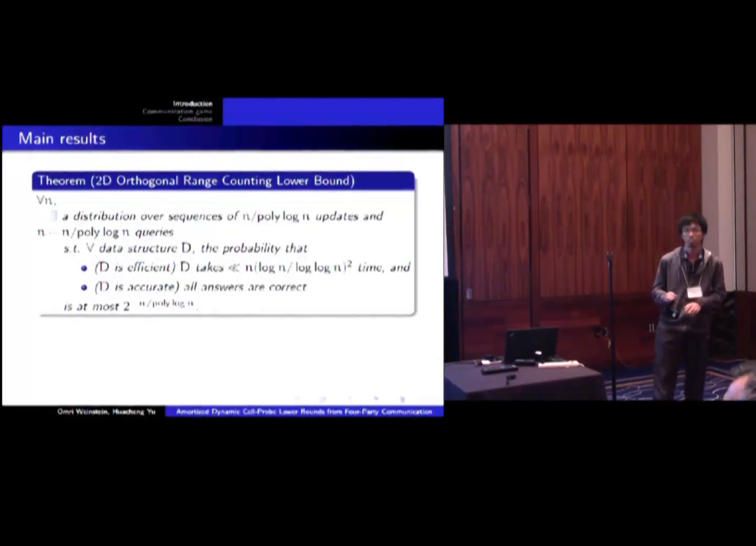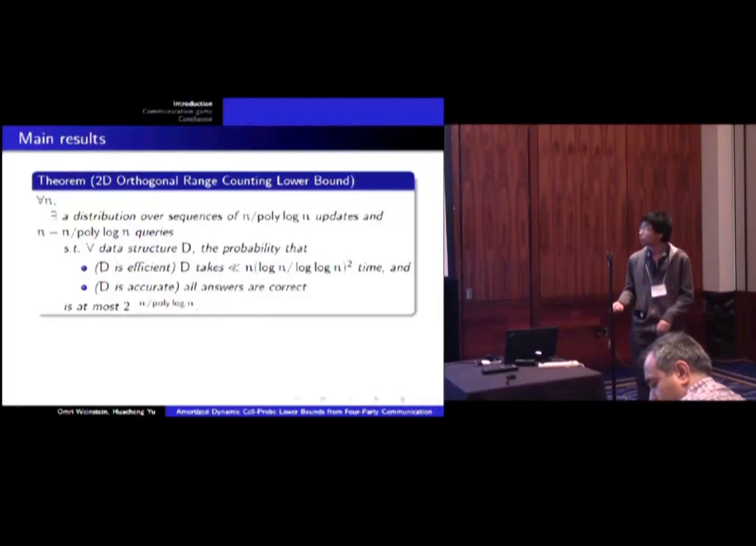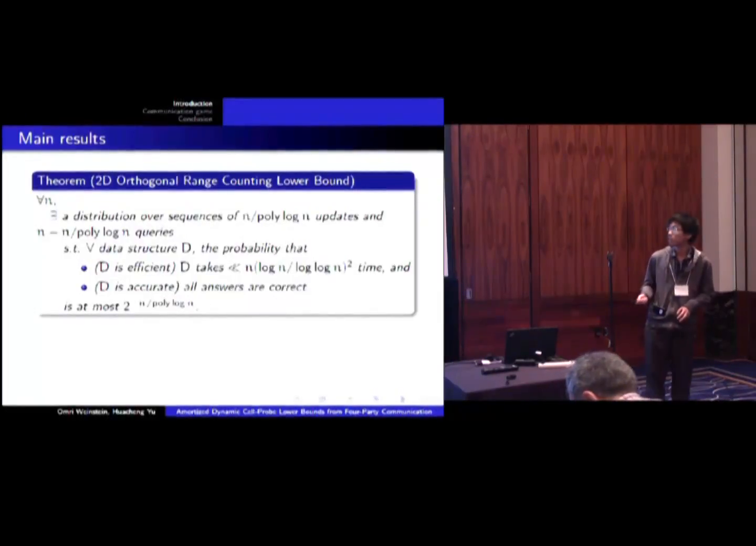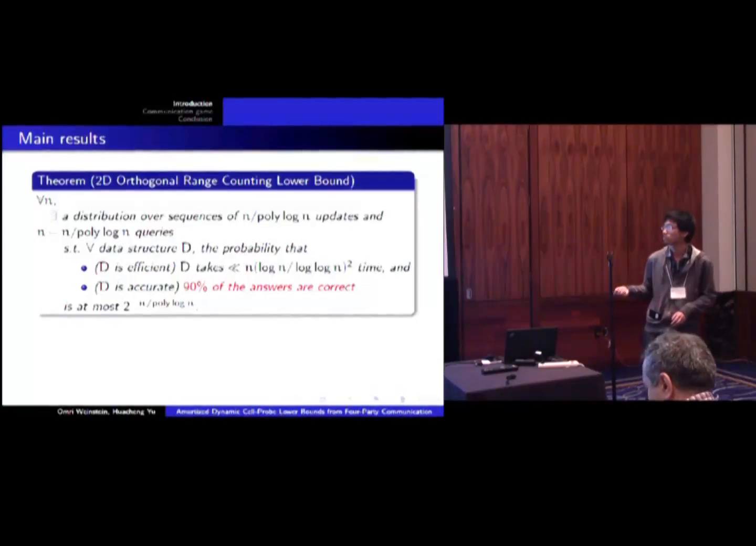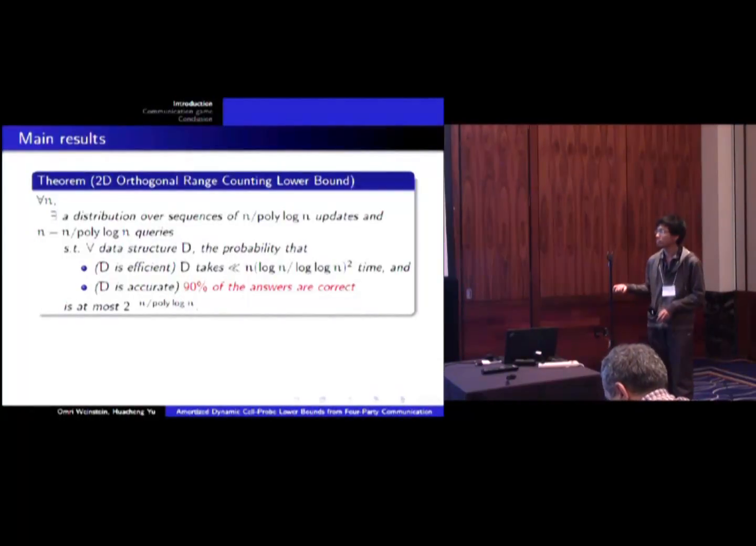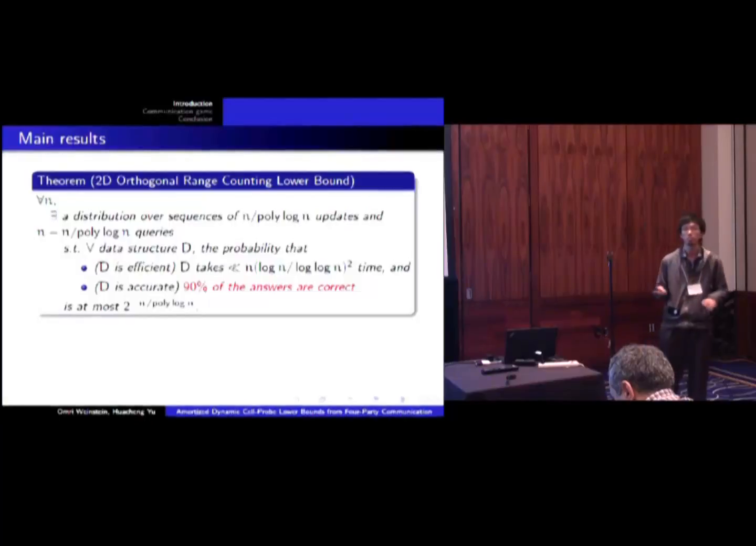I'm just saying that the probability that the data structure is too fast and too accurate is exponentially small. And I will explain what it means and what the implications are in a minute. Moreover, our proof technique also works for the case where the data structure answers 90% of the queries correctly instead of answering all queries correctly. But for simplicity, in the following, let's just consider the case where they answer everything correctly.